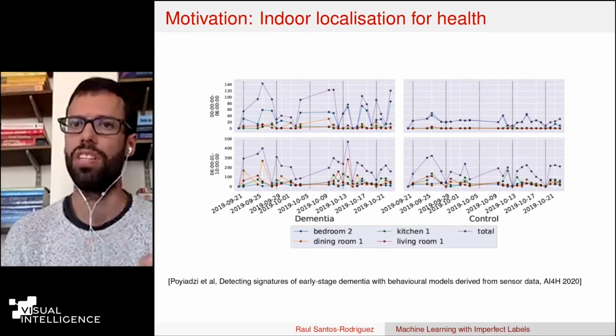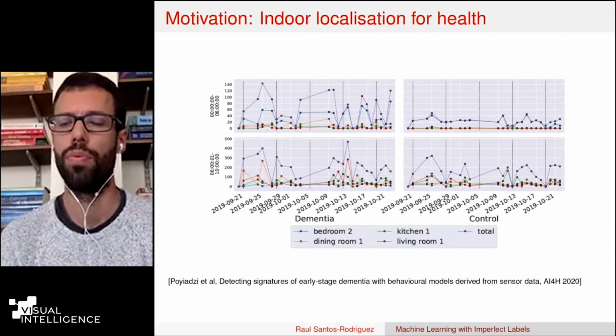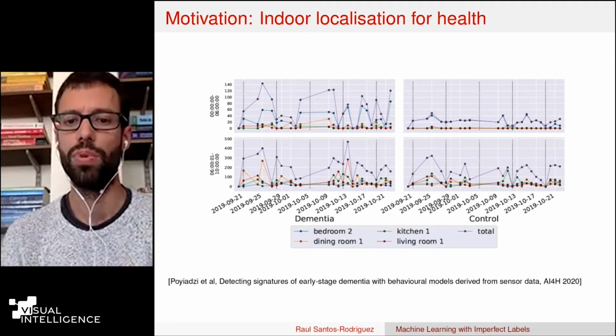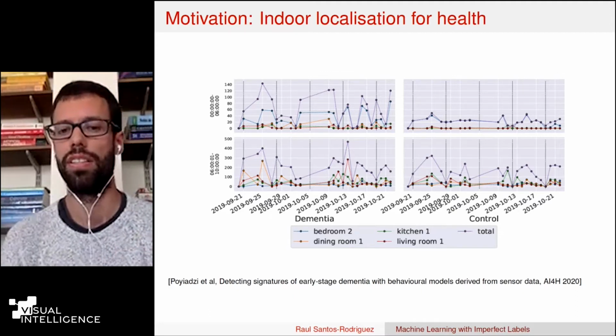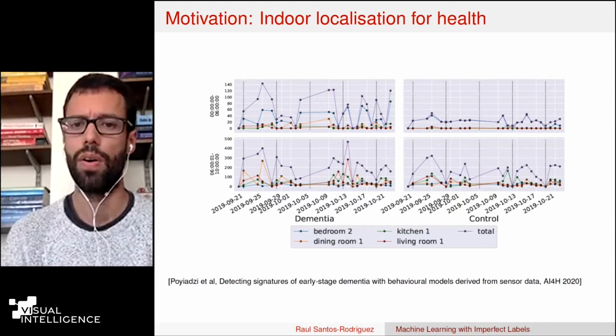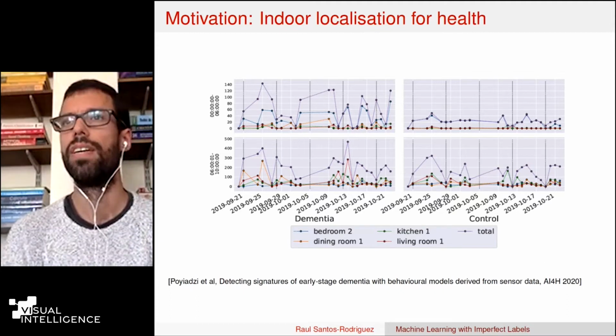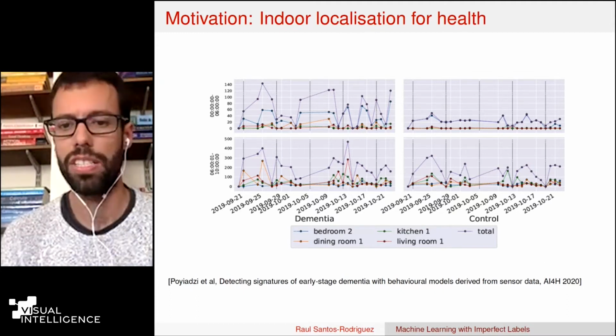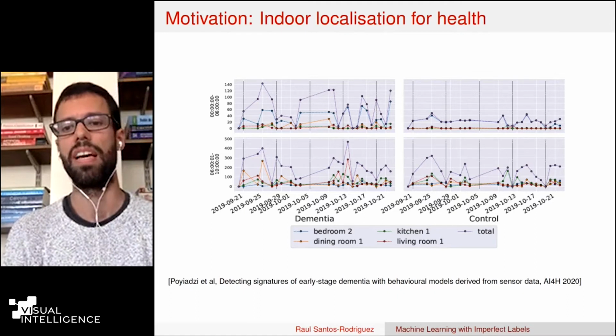And we tend to have two people in each house, one with dementia and one that is a control. And we try to analyze how they behave differently. But again, if we don't take into account that our labels are not perfect, we might be going back to clinicians and telling them things that might not be completely accurate.